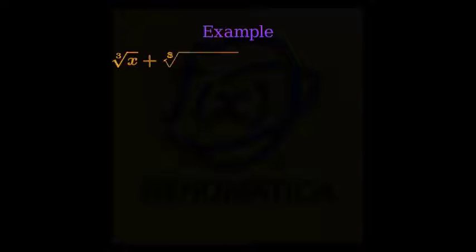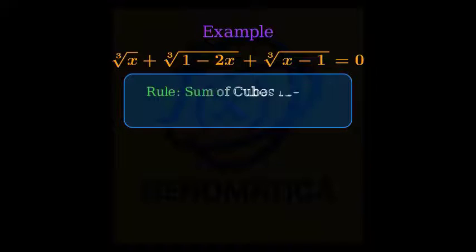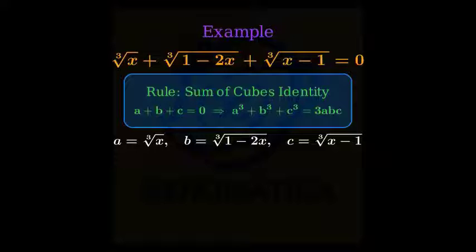Example, we will solve the cube root equation exactly using a classic identity. First, read the problem in bold orange math. Step 1. Recognize the structure a plus b plus c equals 0. We will use the sum of cubes identity, then define our three pieces. A equals the cube root of x, b equals the cube root of 1 minus 2x, and c equals the cube root of x minus 1.